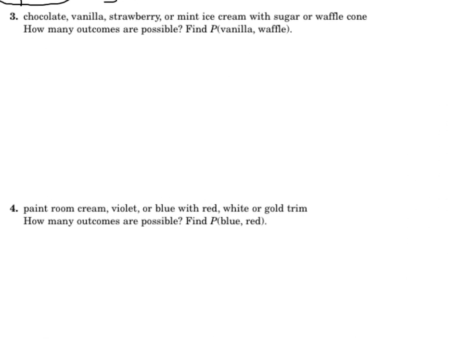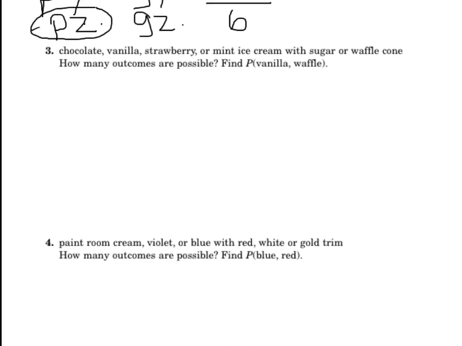Chocolate, vanilla, strawberry, or mint ice cream with sugar or waffle cone. How many outcomes are possible? And then find the probability of getting a vanilla and waffle. Vanilla ice cream and a waffle cone. So you can, oh, it wanted us to do tree diagrams. Those are different. Let me draw one of those.